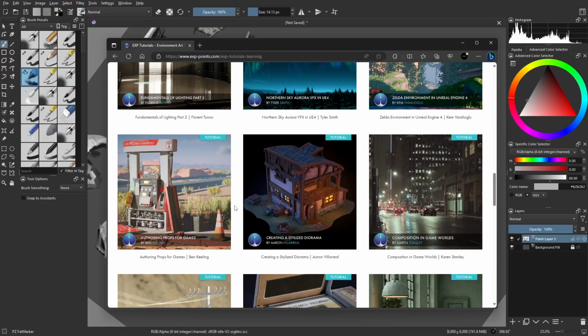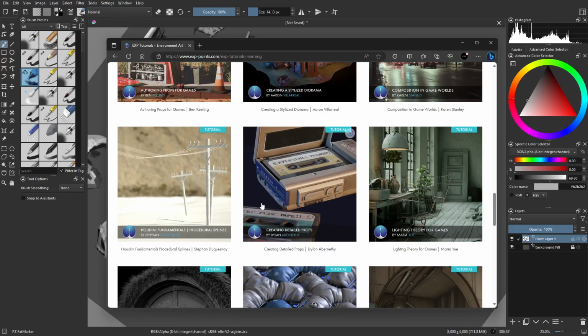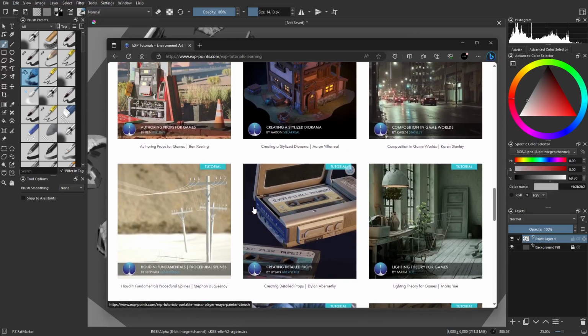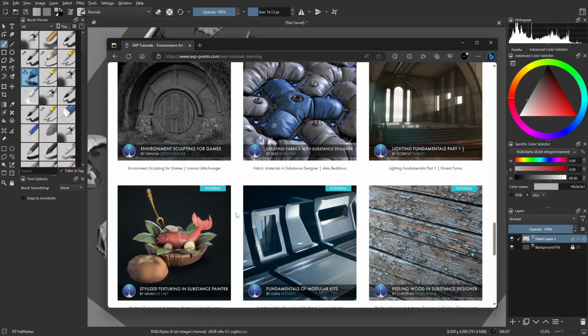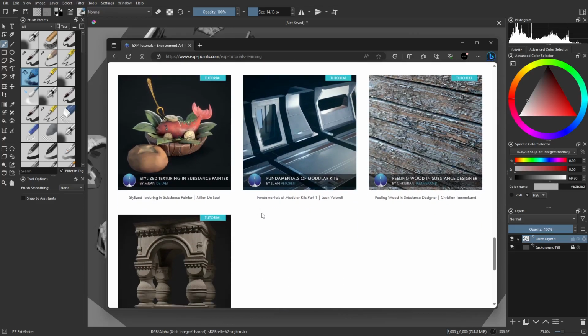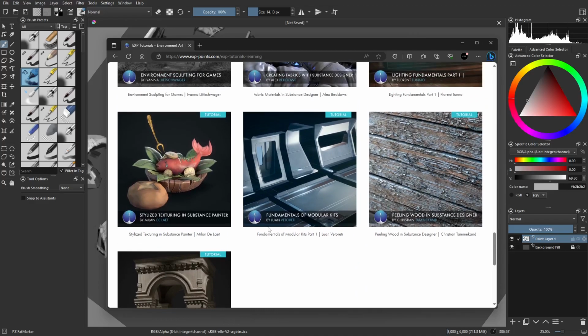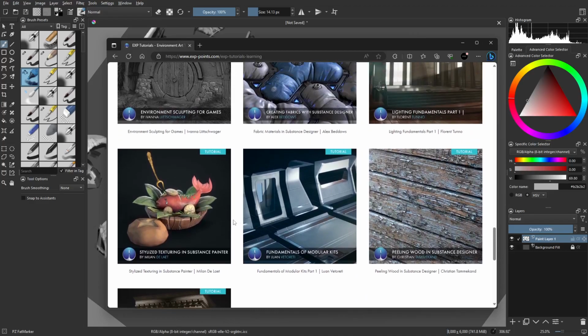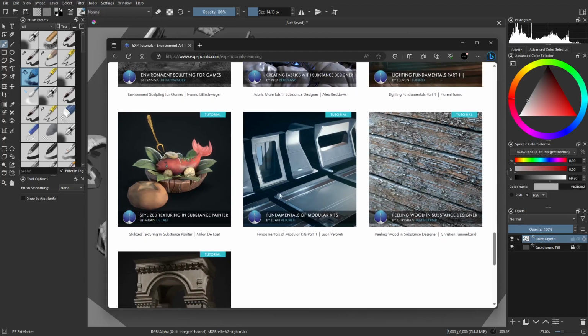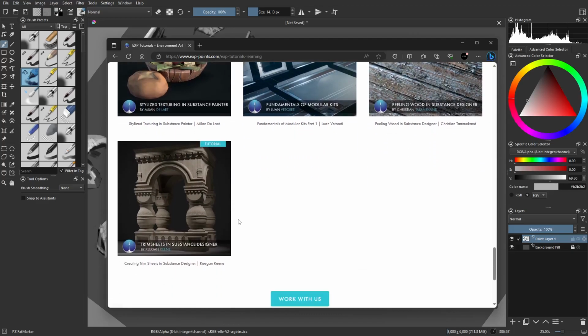Now, of course, these are all by industry people, right? So we got Ben Killing in here. We got Dylan Abernathy. We got Maria Yu. And on top of that, we have a modular kit tutorial from Luan. So he used to work at Cloud Imperium, and more than likely, this is something very similar to what they used when creating Star Citizen, this kind of modular kit setup. So just keep that in mind.